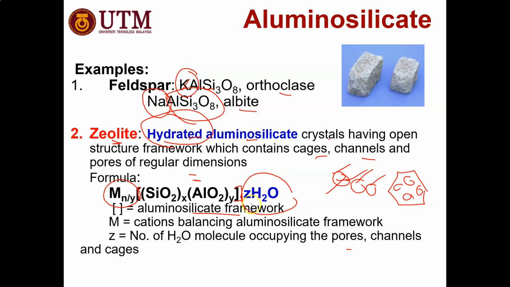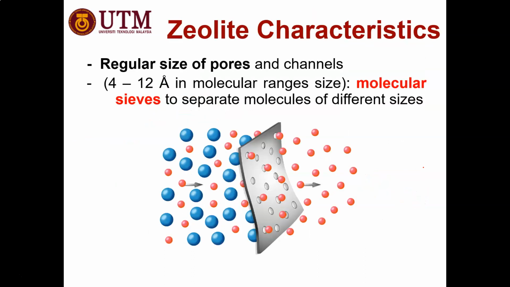Dia kat luar dan dia is only physically bonded to it. So dalam keadaan biasa memang sentiasa ada water tu, tapi it can be removed by heating because it's only physically bonded to it. So dalamnya memang ada hydrated water lah, tapi boleh di remove by heating. So kenapa zeolite begitu special? One of the most important characteristic is dia boleh jadi molecular sieve.